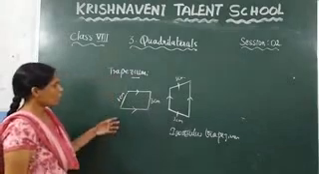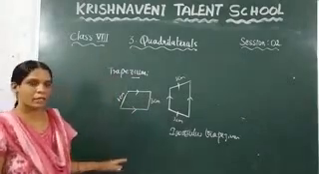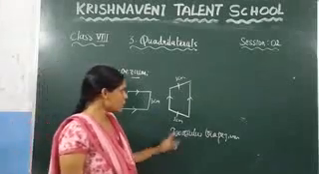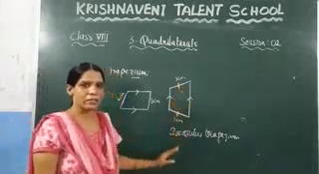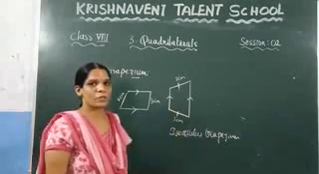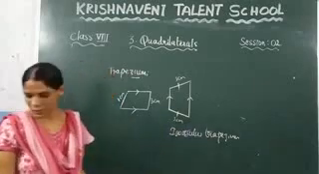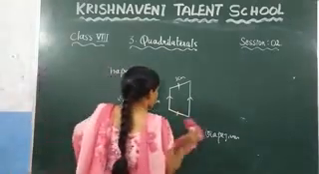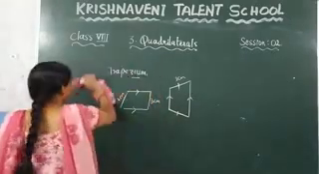So what is meant by the trapezium? If one pair of sides are parallel, we call it a trapezium. And in a trapezium, if the non-parallel sides are equal in length, then such a type of trapezium we call an isosceles trapezium. And after that, we discussed the parallelogram.